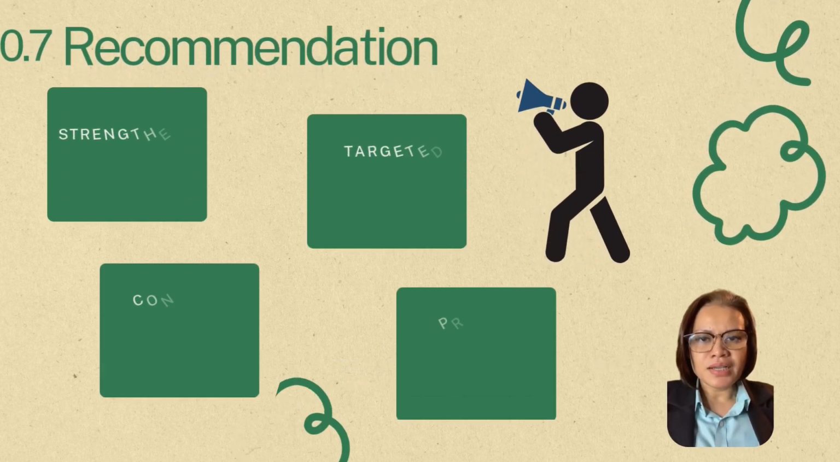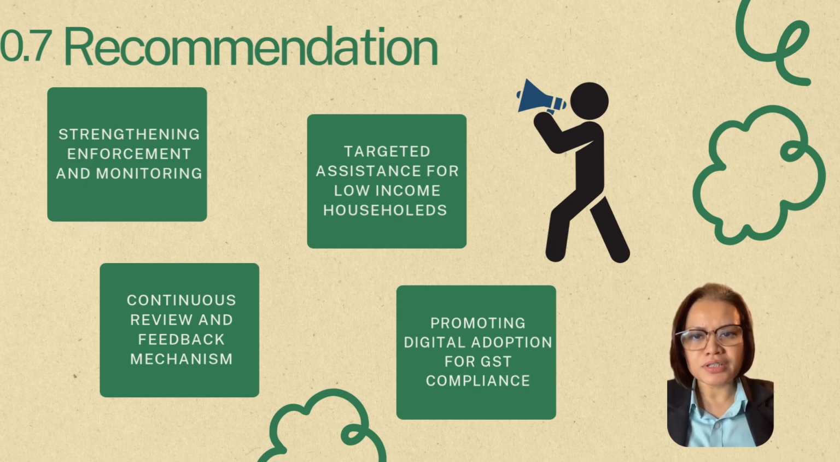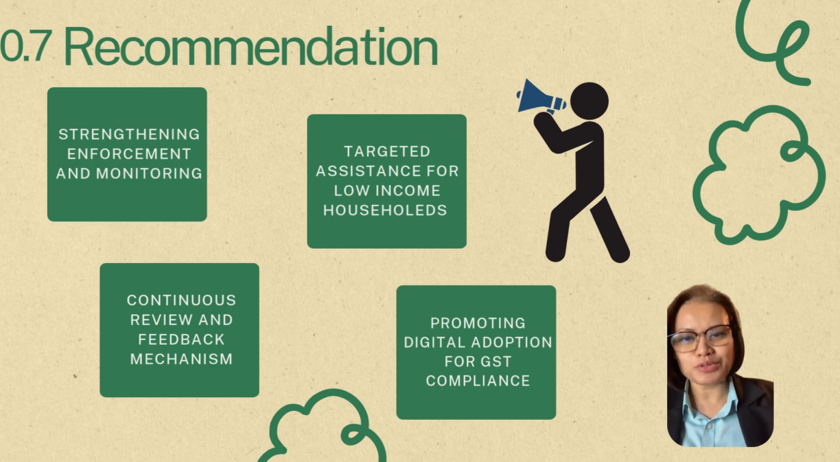Number 5, strengthening enforcement and monitoring. Enforcement must be robust, leveraging technologies such as artificial intelligence and big data analytics to detect anomalies, reduce tax evasion, and ensure effective GST collection. Electronic invoicing systems, as used in Singapore and South Korea, are models to consider.